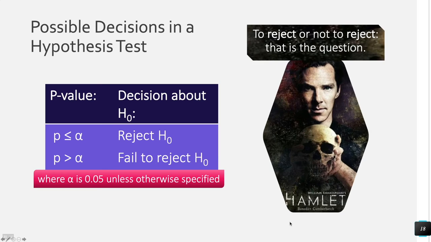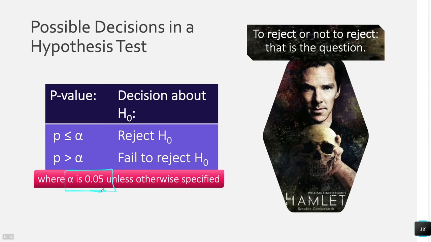But that is our question here, to reject or not to reject. And so here, if we have a small p-value, a tiny p-value, then we reject, period. If we have a large p-value, then we do not reject. And always keep in mind that alpha, we're just going to assume it's 0.05 unless we're given the significance level. And if we're given the significance level, they usually express it as a percentage, so they may say 5%, and that's exactly the same thing as 0.05.